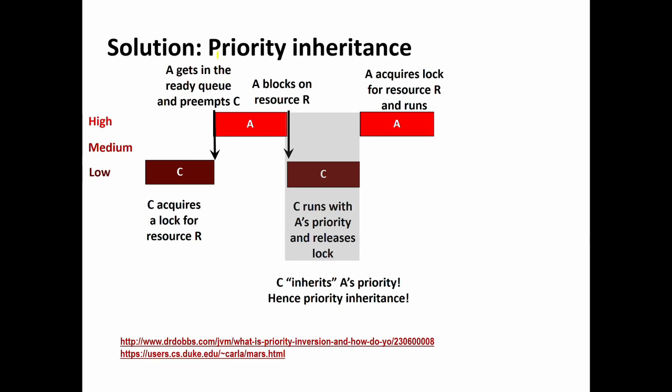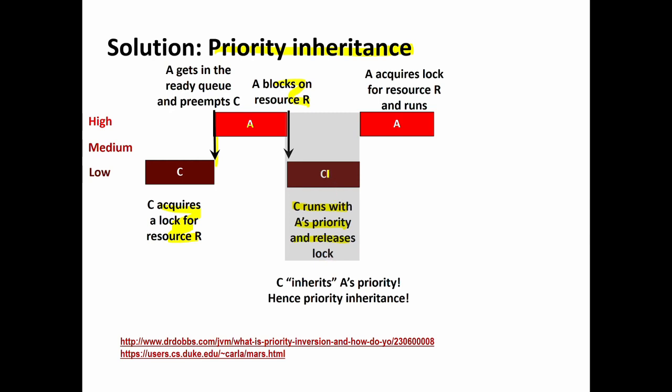The solution is called priority inheritance, and this is how it works. Now we have C, which acquires the lock for R, and then A preempts it. A continues the execution, and then A blocks on the resource. Since the resource that A is blocked on was acquired by C, we let C run with A's priority until it releases the lock.